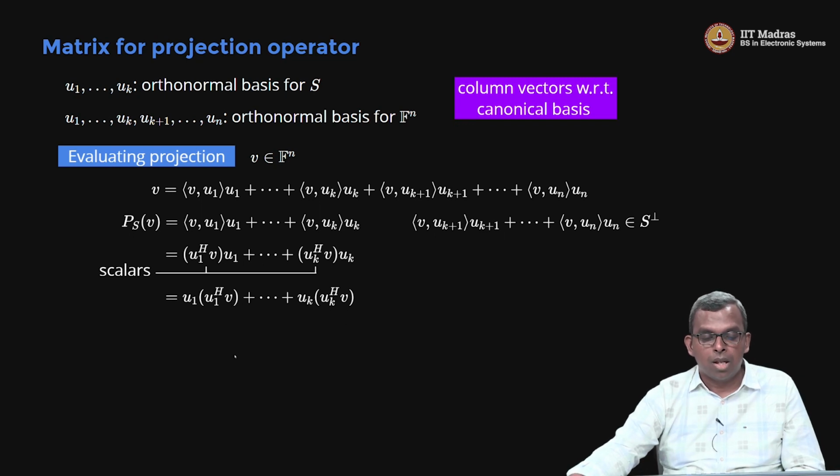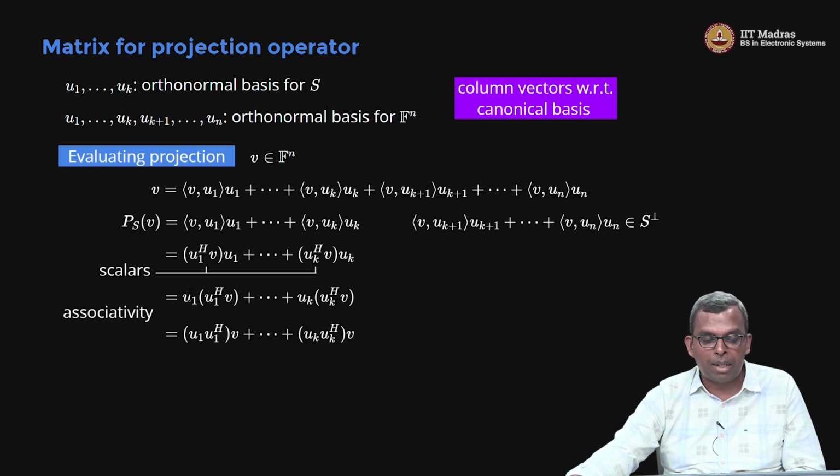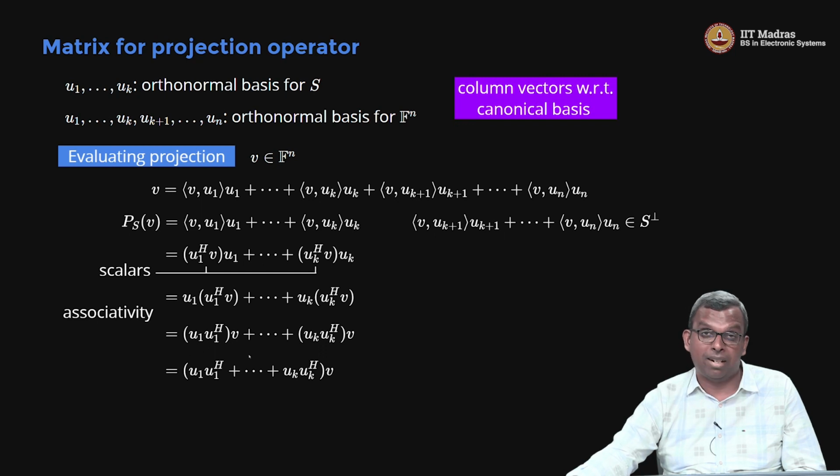I can multiply the scalar on the right or the left, it does not make any difference. Okay. But now, I will cleverly use matrix associativity. I am multiplying 3 matrices here, U1, U1 Hermitian and V, but the product is associative. So, I can as well write it as U1 U1 Hermitian multiplying V plus so on till UK UK Hermitian multiplying V. Now, V is common here, I pull it out, and I get U1 U1 Hermitian plus so on till UK UK Hermitian. What is this U1 U1 Hermitian? U1 is a column vector, U1 Hermitian is a row vector, both of length n. A column vector multiplying a row vector gives you an n cross n matrix.